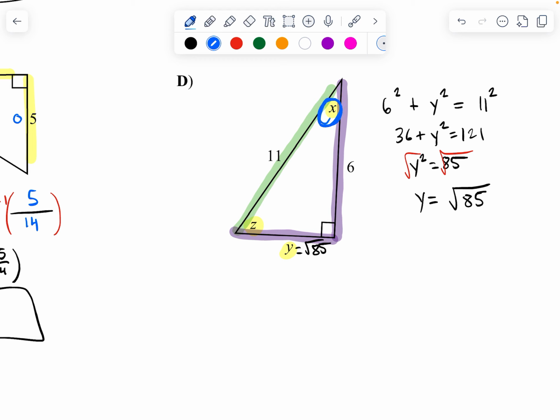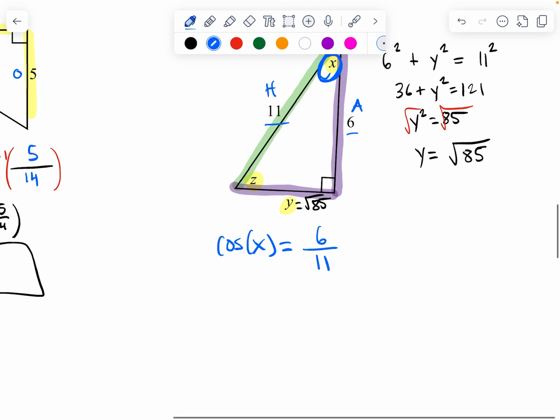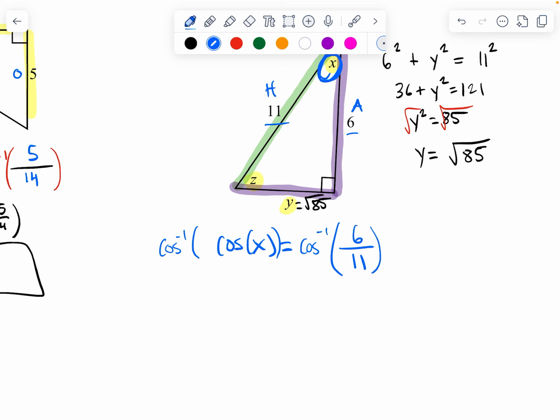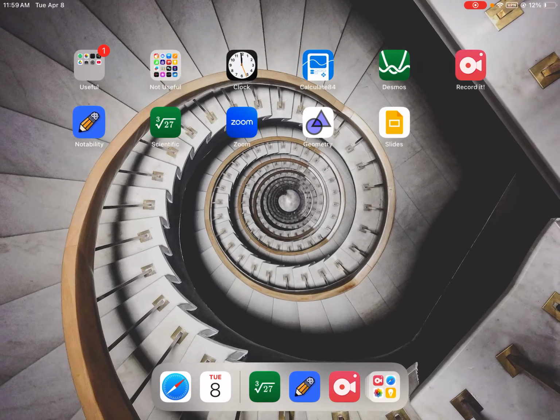So if I'm solving for x, let's use whole numbers that are much nicer to use than worrying about square roots. So that would then be the adjacent and the hypotenuse. So that will be a cosine function. So cosine of your angle equals the ratio adjacent over hypotenuse, so 6/11. And then undo cosine with its inverse. All right, so I'm going to take inverse cosine of both sides. All right, and you get x equals the inverse cosine of 6/11. And then this just goes right into the calculator.